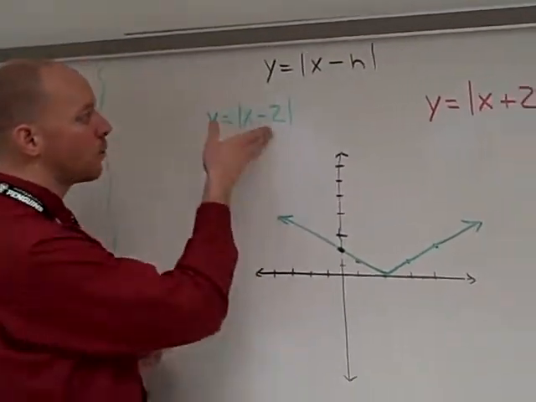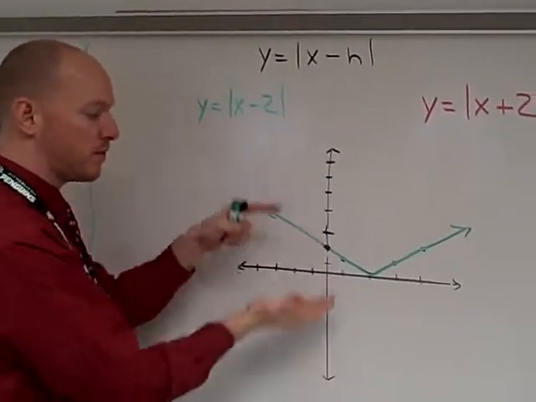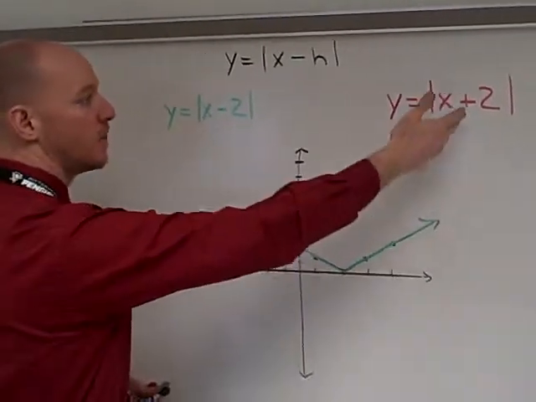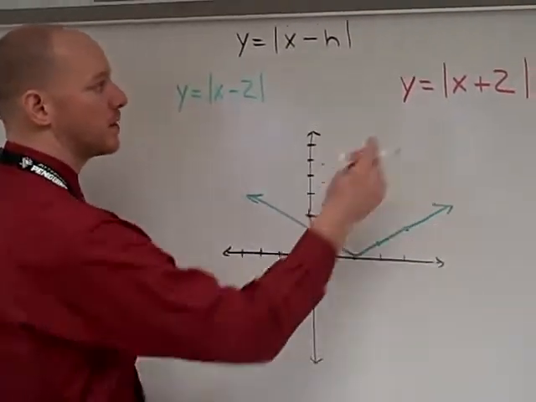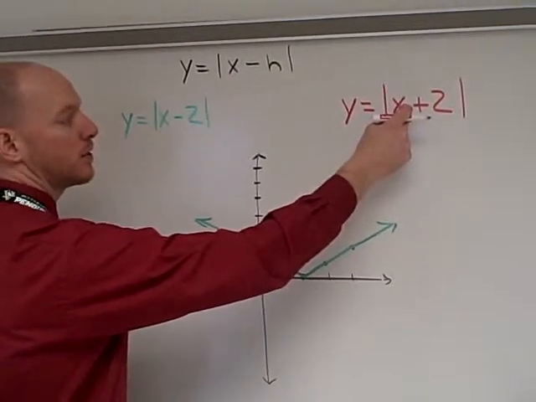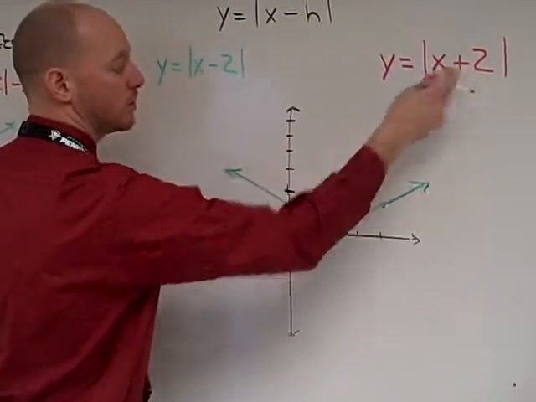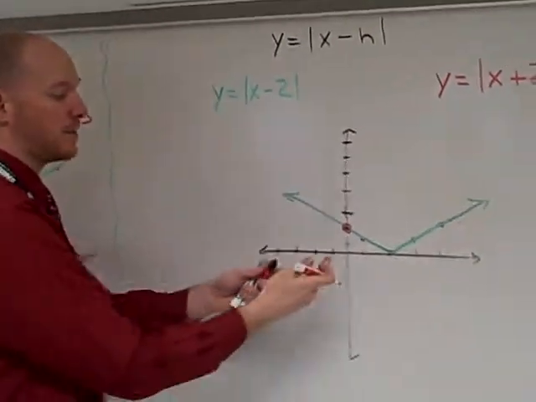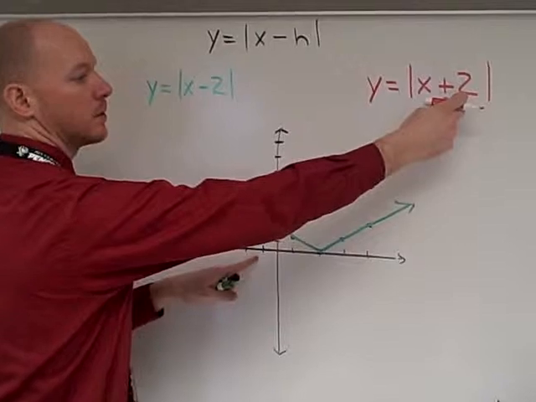So now we are actually adding or subtracting a value inside the grouping symbols. It didn't move it vertically, but you can see it actually shifted our graph to the right. If we look at our other example, if I start off again with substituting 0, 0 substituted in for x gives me 2. Absolute value of 2 is 2. So I'm still going to be passing through this point. But this time I'm going to go to the negative 1. Negative 1 plus 2 is 1.